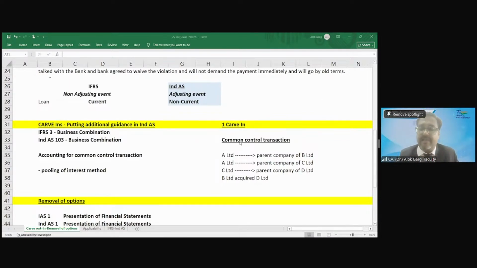For example, in IFRS, there was less clarity. But in Ind AS, we have given some clarity. We have included some more guidance. Friends, there is only one carve-in. There is only one place where we have inserted one appendix, where we have inserted some additional guidance. And what is that? Friends, one of the standards is the business combination standard. Have you heard about this standard, business combination?